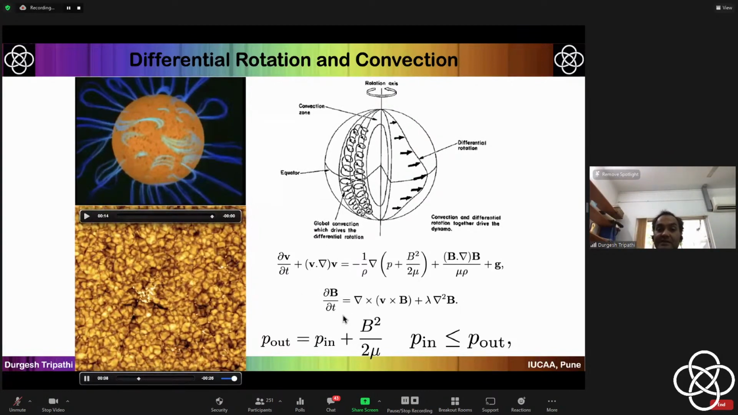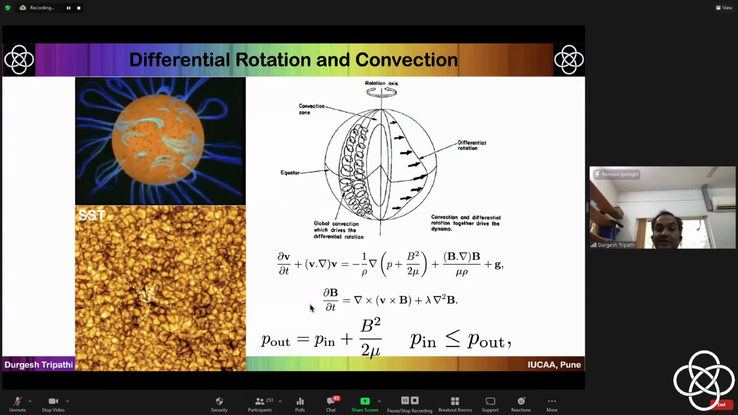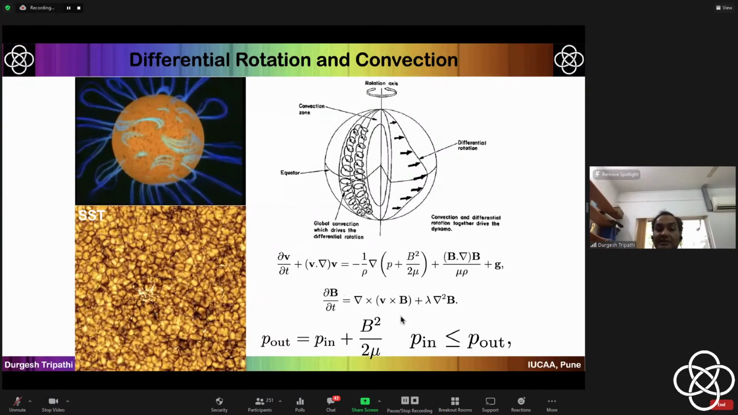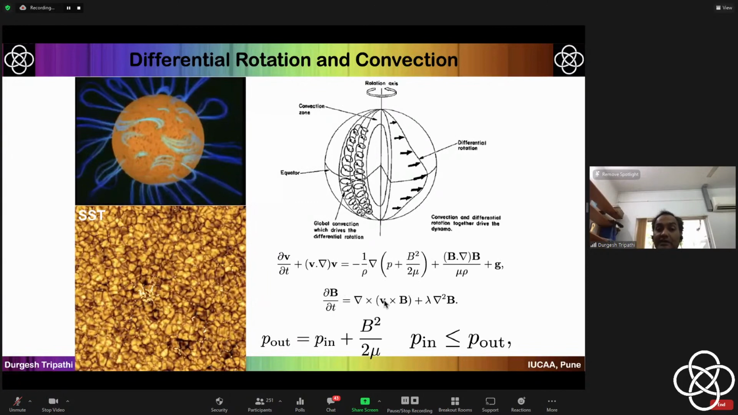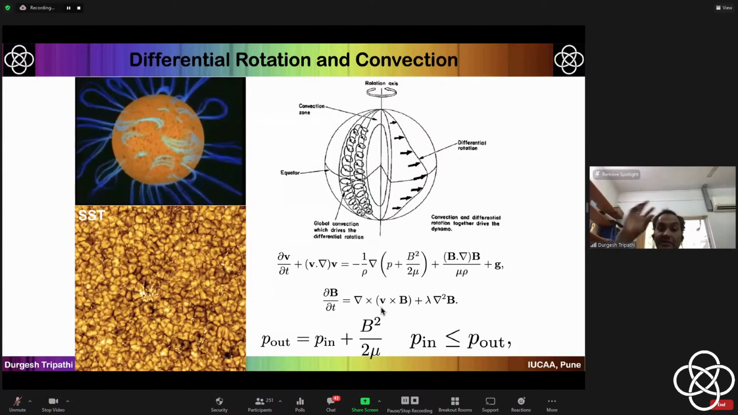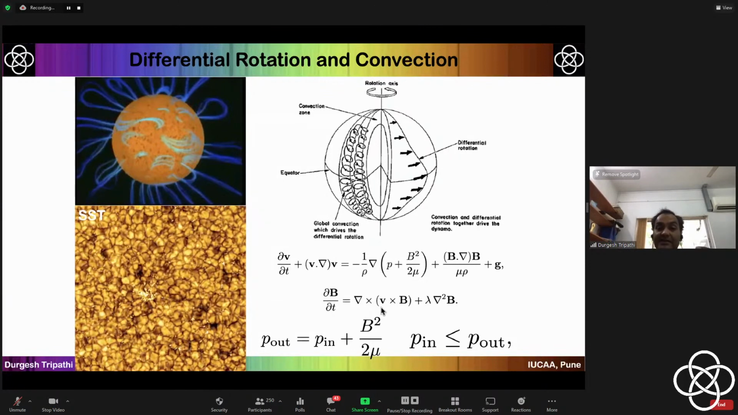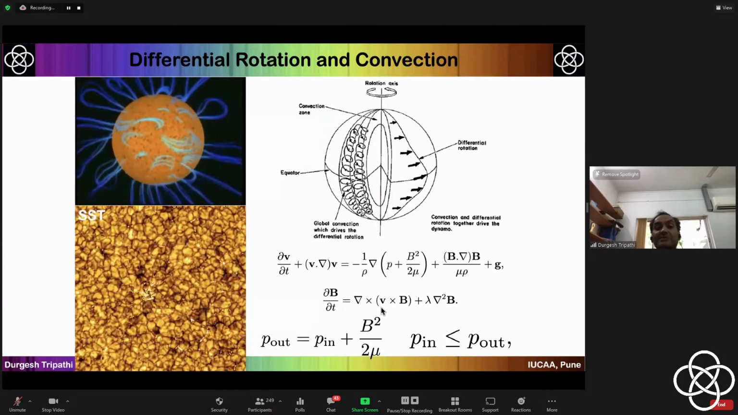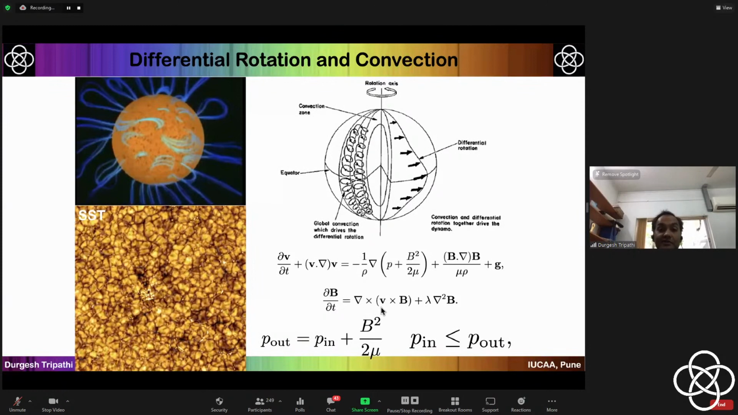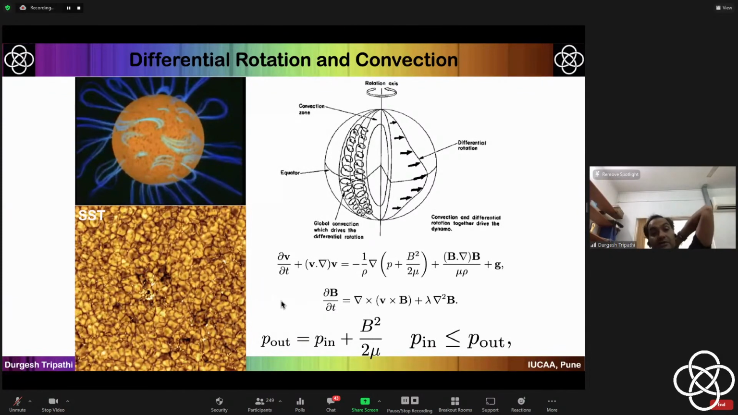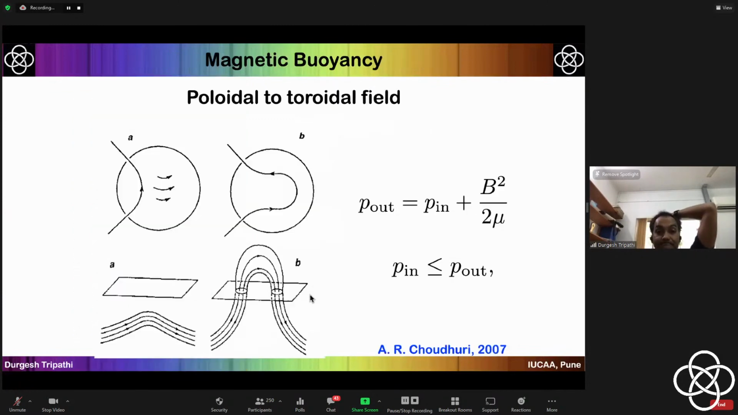These are the equations I just mentioned to you: this is the momentum equation and this is the induction equation. And these two together deal with how the plasma flow will interact with the magnetic field, and then the magnetic field will interact with the plasma. We essentially bring everything together as magnetic flux tubes going up and forming sunspots. This is just showing the buoyancy.